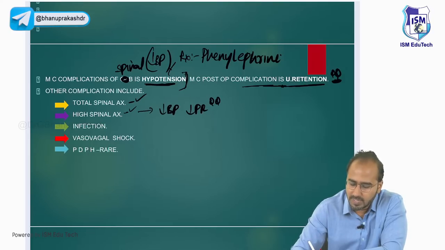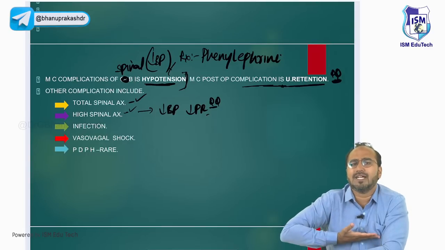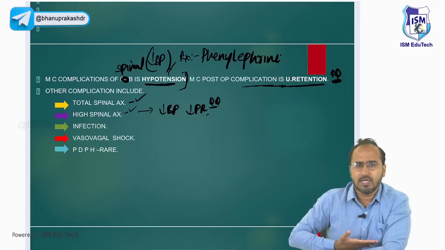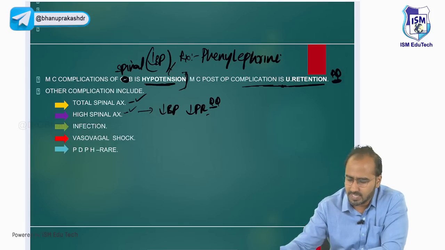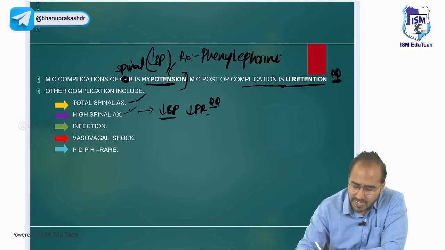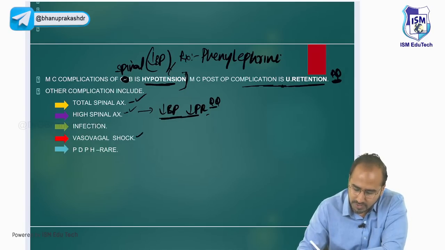What will happen in high spinal? Hypotension, bradycardia. High spinal means what? When your drug has ascended upward. When the achieved level of block is more than the desired level, that is called high spinal. You have to remember what? In high spinal you will see hypotension and bradycardia. Apart from that, the patient will go into shock.